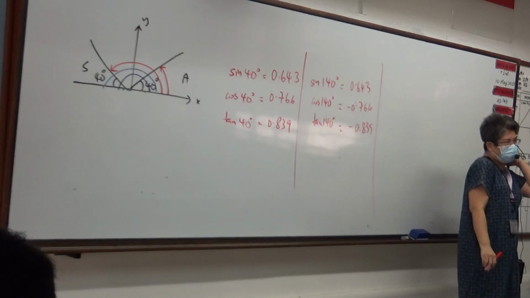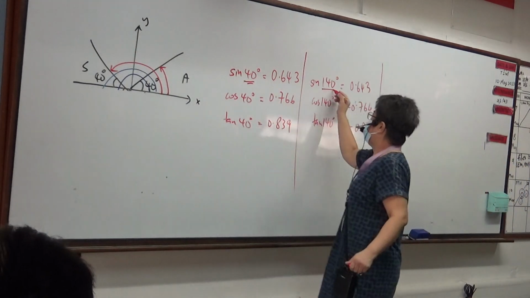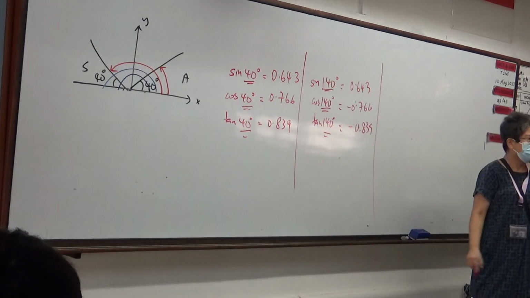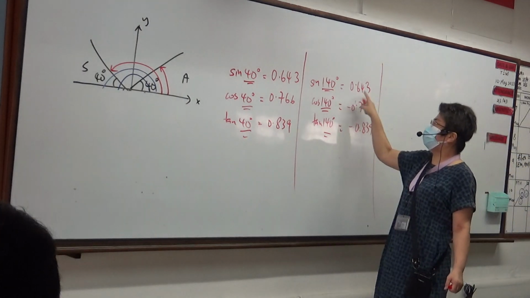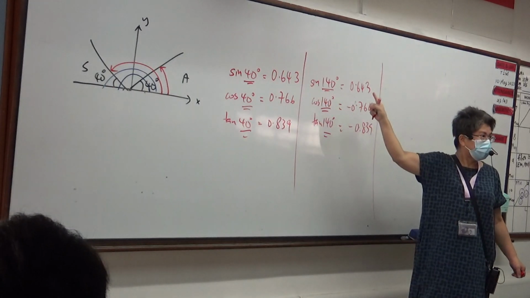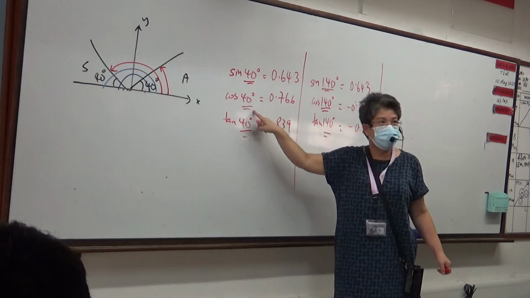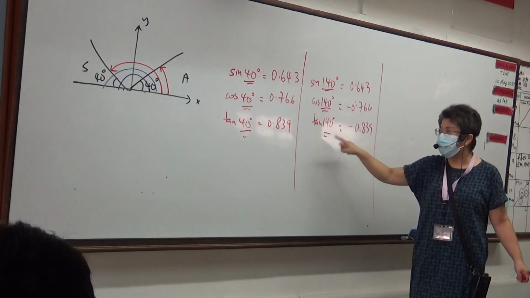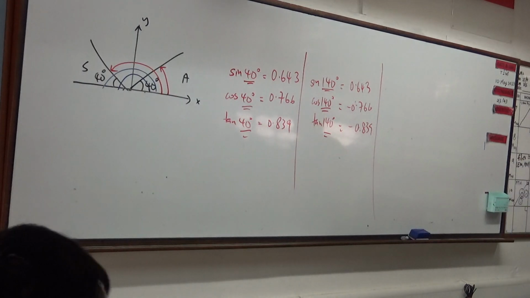Now I want to concentrate on these two things. Oh, look up, please. This is very important. Do you agree that these two add up to what? 180, right? Okay? Alright, 180. What's the difference? When it's 0.643, there are two values, you know. It's either acute or obtuse. But when it is negative, it's only obtuse. When it's positive, it's only acute. Yes or no? Can you see what I'm talking about?